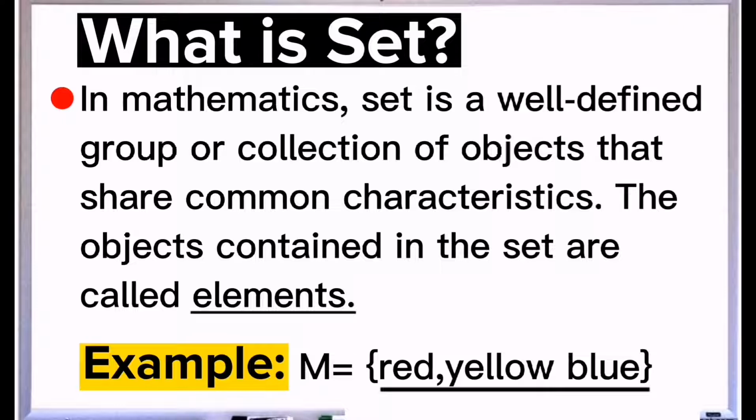A set can be named using capital letters like A, B, C to Z. And we use braces to group the elements of a set, separated by commas. I have here an example of a set. Set M is a set of red, yellow, and blue. Set M is the name of the set, and red, yellow, and blue are the elements of set M.